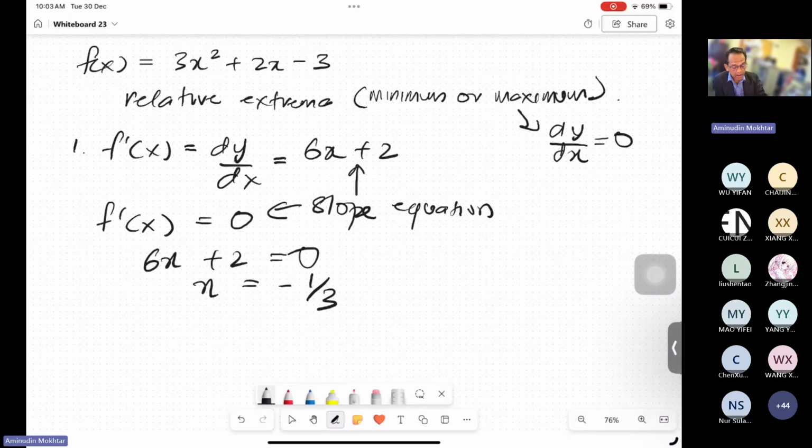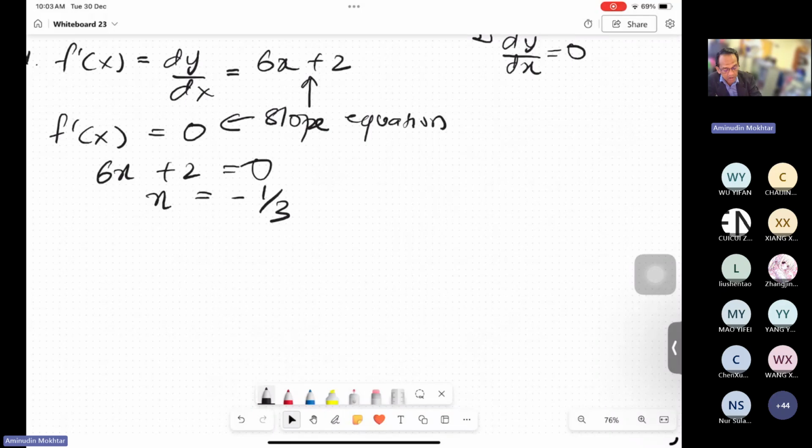So the relative point, the minimum or maximum relative point, occurs at this point when x equals negative 1 over 3, where the slope of the function is equal to 0. This is the critical point.